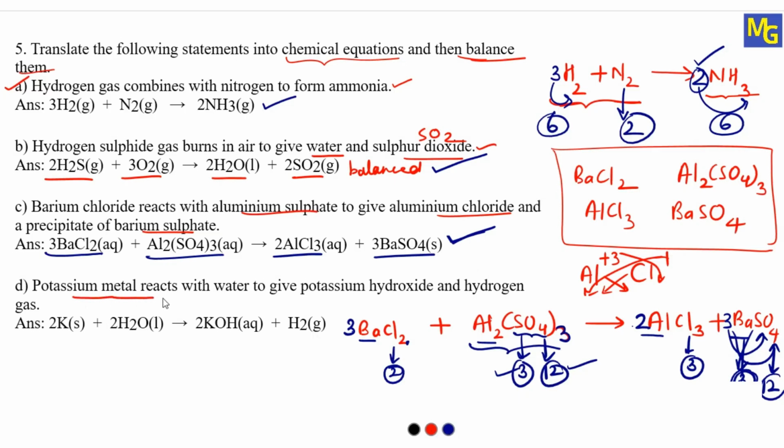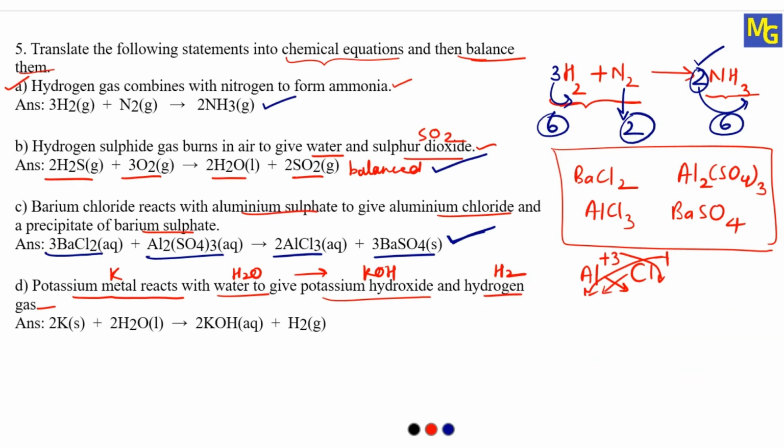Potassium metal reacts with water to give potassium hydroxide and hydrogen gas. So we are going to take potassium metal K, react with water, H2O, and we are going to get potassium hydroxide, that is KOH, and hydrogen gas. So let me write the reaction first and then we will see how to balance it. Write down the reaction once again. K plus H2O gives KOH plus H2. So this is the reaction without balancing.